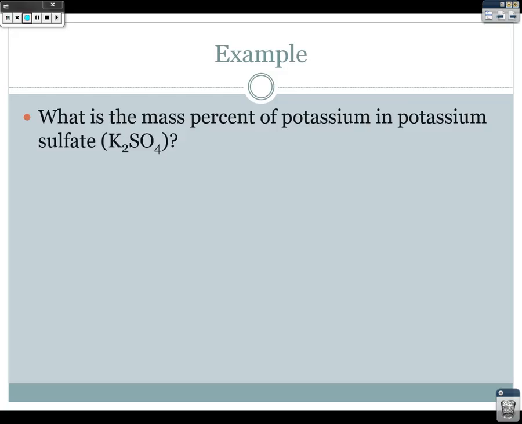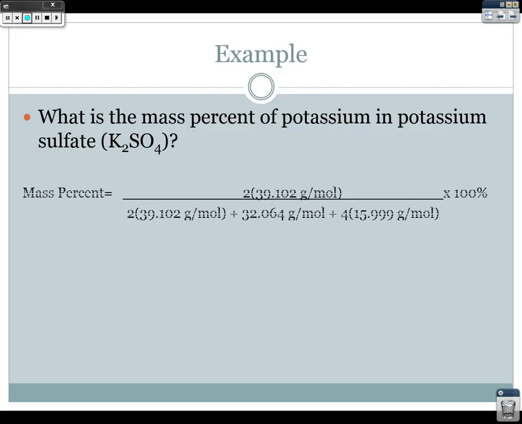So let's take a look at an example. What is the mass percent of potassium in potassium sulfate? Potassium sulfate having the formula of K2SO4. So to find the mass percent, I'm going to have 2 potassiums, so 2 times 39.102 grams per mole, which is the total amount of potassium, divided by the molecular weight of the actual compound. So 2 times the potassium plus 1 sulfur plus 4 oxygens, all multiplied by 100%. And so that ends up equaling 78.204 grams per mole divided by 174.267 grams per mole times 100%.